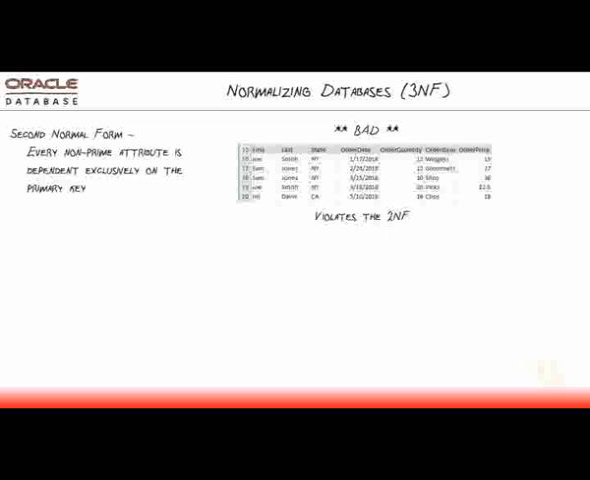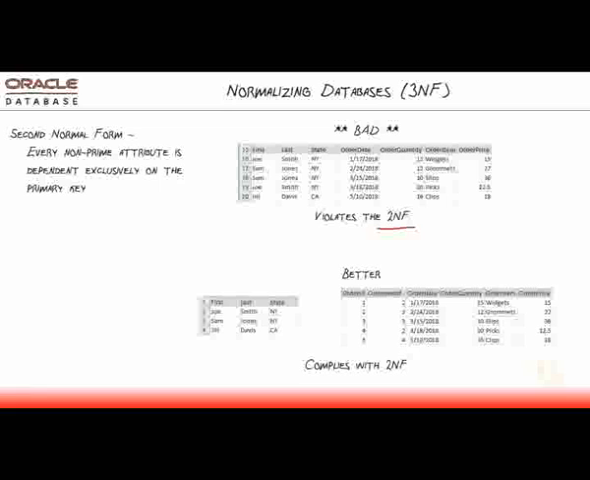So taking that example we just looked at, now this is a bad example because while it was reliable, or while it complied with the first normal form, it now violates the second normal form. A better version of the above would look like this. We would split it up into 2 entities.